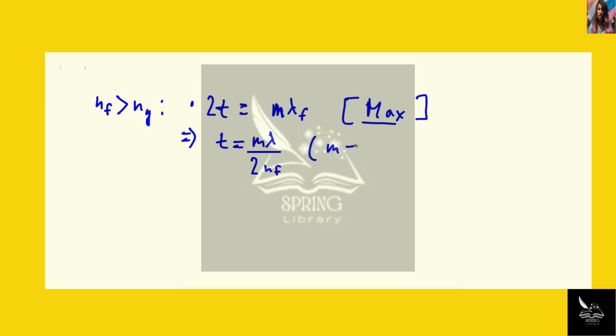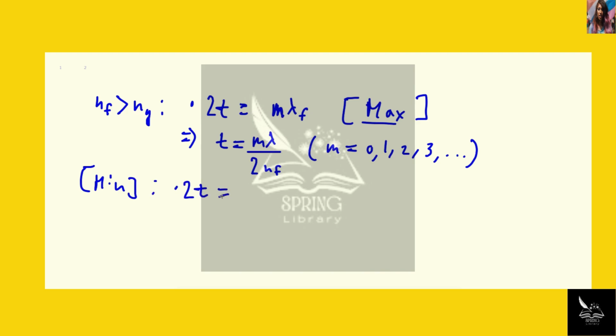So all you have for net phase shift is 2t, and that's due to the additional path length traveled by the second ray. That is equal, for constructive interference, to m times the wavelength in the film. And this is the maximum case, right, for maximum intensity. And so t, the thickness, is then m times lambda over 2 times the refractive index, where m is 0, 1, 2, 3, and other integers.